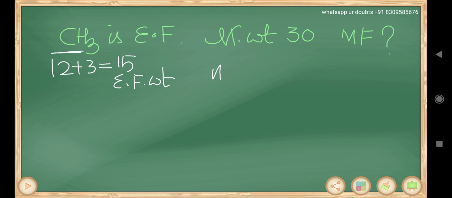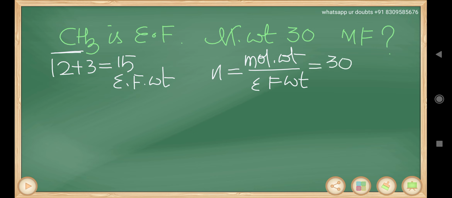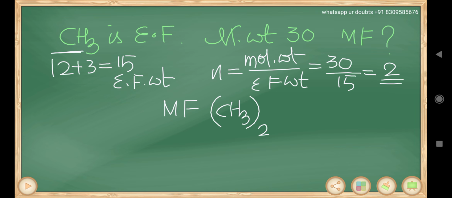As we were discussing, n is equal to molecular weight by empirical formula weight. Molecular weight is 30, empirical formula weight is 15. So this is 2. Molecular weight by empirical formula weight is equal to 30 by 15 is equal to 2. Means the molecular formula is CH3 taken twice. It is C2H6.